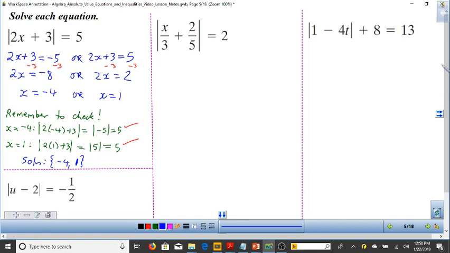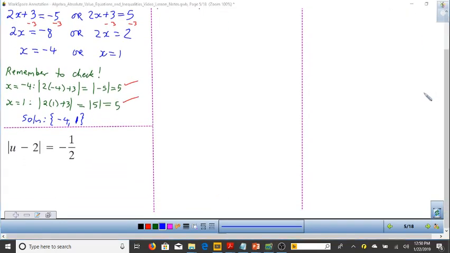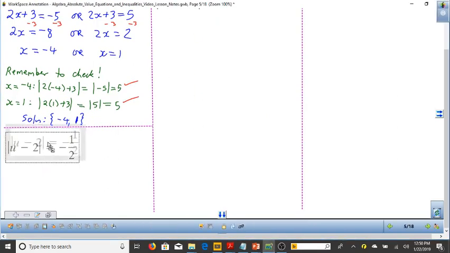I'd like to remind you that you can try some of these equations. I recommend that you try these exercises on your own, and then you can check the answer afterwards.